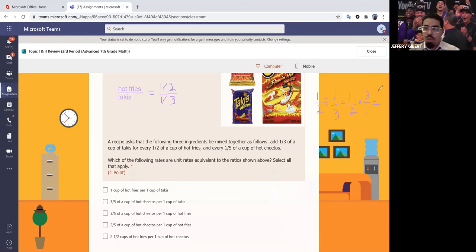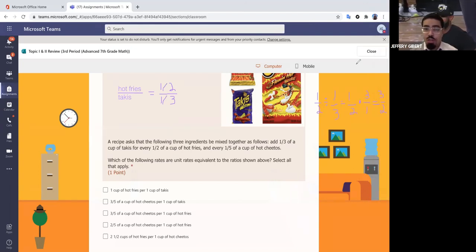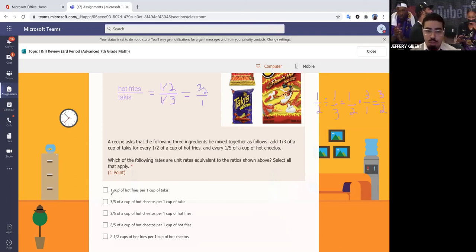So 1 times 3 is 3. 2 times 1 is 2. You have 3 over 2 is your answer. So 3 over 2 over 1. So the hot fries should be 3 over 2. But this says it is 1. So that means that this one is wrong. Let's see if there's any other ones where it says hot fries per Takis. Oh, there's no more for hot fries per Takis. So we can move on to our next scenario.